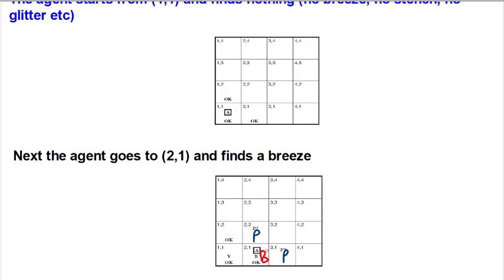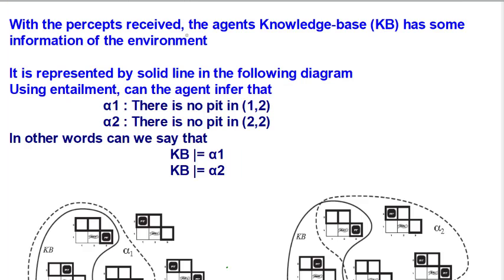According to the agent's knowledge base, either there is a pit here or there is a pit here, and this is safe and this is safe, and of course this is also safe. I will just mark it S. So the regions which are safe are marked S. Now by using this knowledge, which is in the knowledge base of the agent, what can we infer or what can be entailed? With the percepts received, the agent's knowledge base has some information of the environment, whatever information it has got.